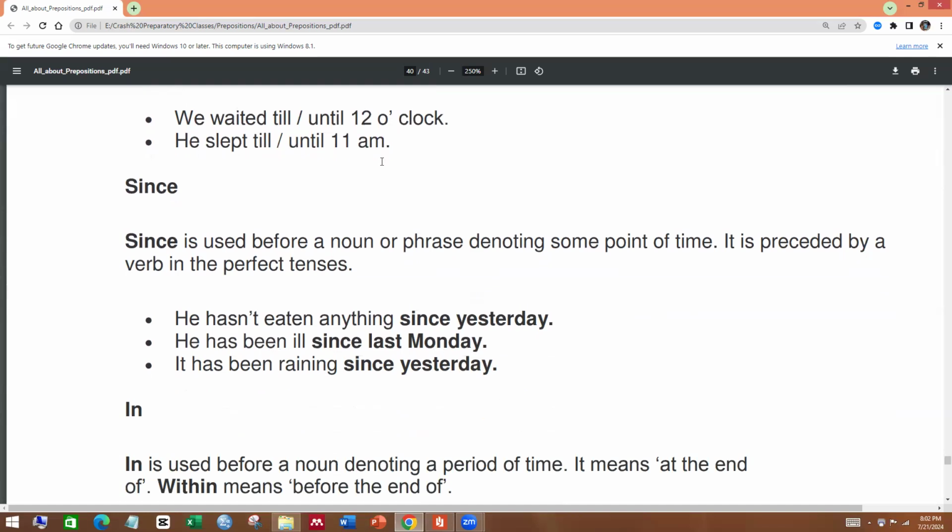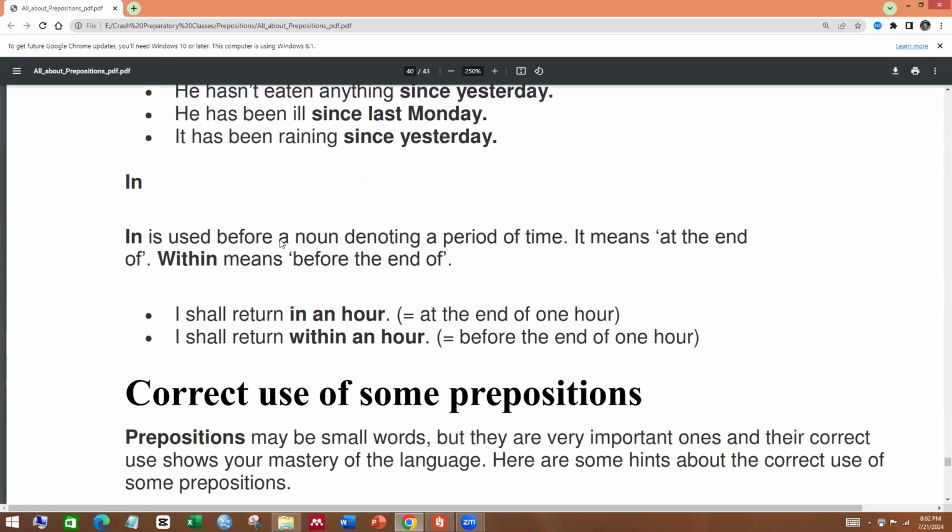And we know that in perfect tenses we have experiences. To describe the complete frame of the work, a time frame is very necessary. So it is used in perfect tenses, mostly in the perfect continuous tense. He has been ill since last Monday. It has been raining since yesterday.